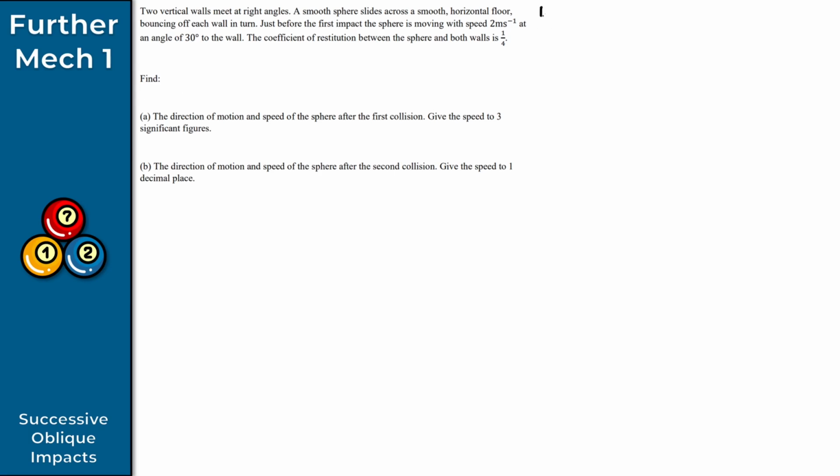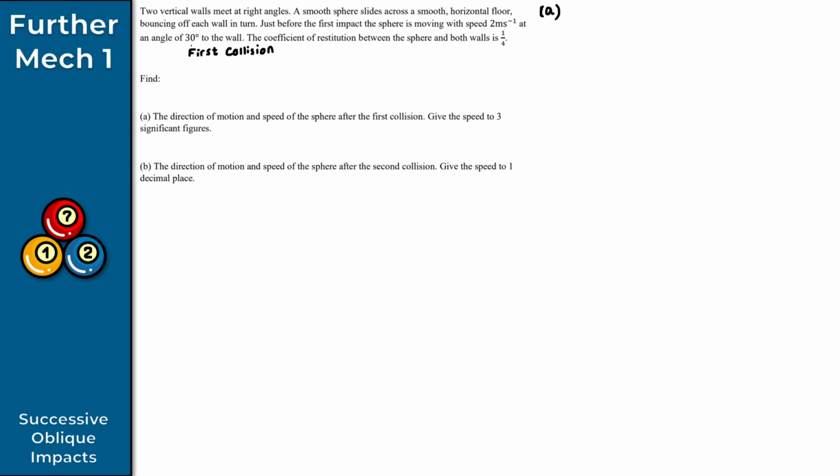Let's get started with part A. What we want to find is the direction of motion and speed of the sphere after the first collision, and as it says here, give the speed to three significant figures. As we mentioned in the introduction, we need two separate diagrams. The first diagram is for the first collision, so I'll make a note here: first collision.